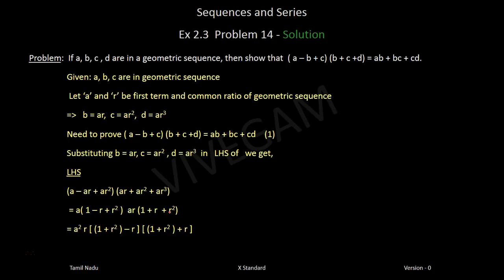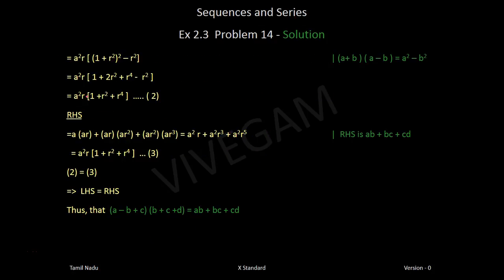Similarly, the other factor will be 1 plus R square plus R. Can you see this is in the form of (A minus B) into (A plus B), where A is 1 plus R square and B is R? So what will this be? (A minus B) into (A plus B) is A square minus B square. So that will be (1 plus R square) the whole square minus R square. That's what is written here.